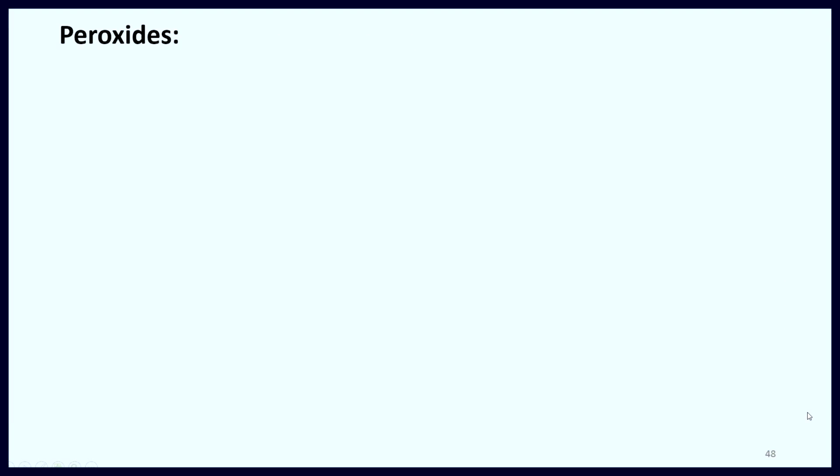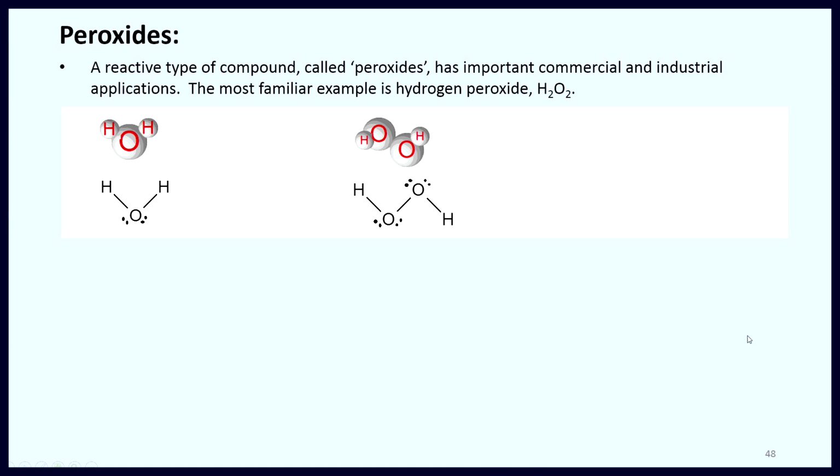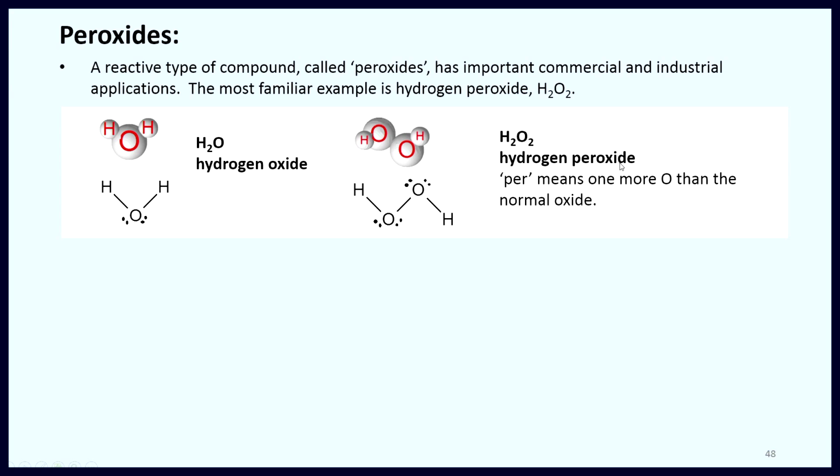I want to speak last about peroxides. There's a reactive type of compound called peroxides that has important commercial and industrial applications. You will encounter it in your laboratories, no doubt. The most familiar example is probably hydrogen peroxide, H2O2. So compare, if you would, the formula and structure of water versus peroxide. The stock system name of water would be hydrogen oxide, and the stock system name of H2O2 therefore would be hydrogen peroxide. The prefix per says one more oxygen than the normal form.